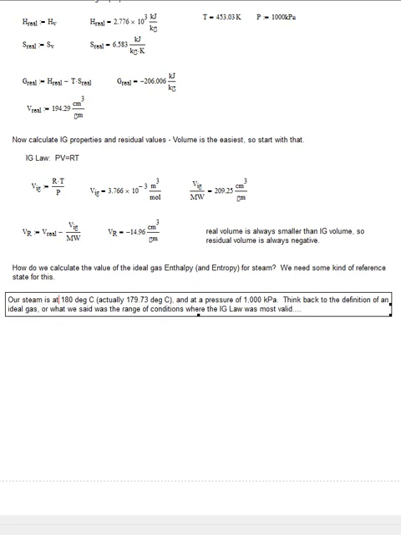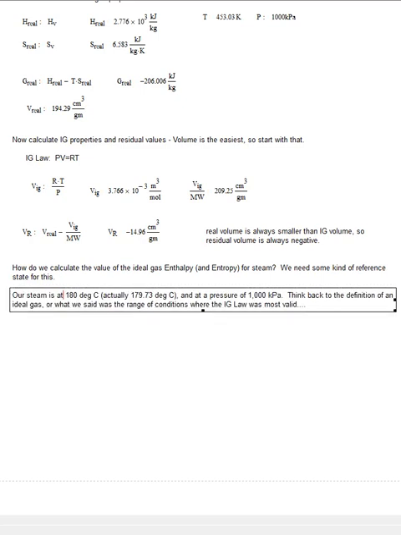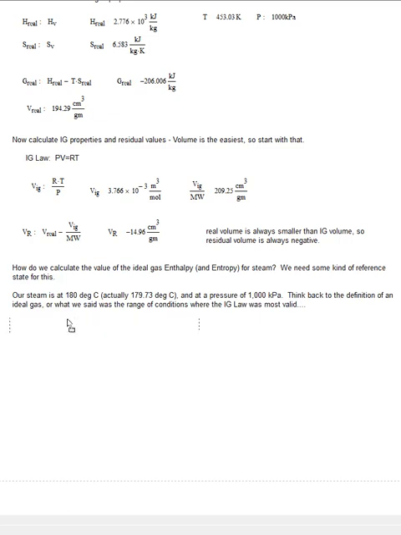Our steam is at, I'm just going to say 180 degrees Celsius, right? And the pressure is at 1,000 kilopascals. We want to see what this would be like as an ideal gas. So think back to an ideal gas definition and what we said the range of conditions were where the ideal gas law was most valid. We really didn't talk about temperature very much. When we mentioned ideal gases, what property were we usually talking about as far as that range being restricted for the ideal gas being valid? Well, that was pressure. The ideal gas law is more valid when the pressure is very low.